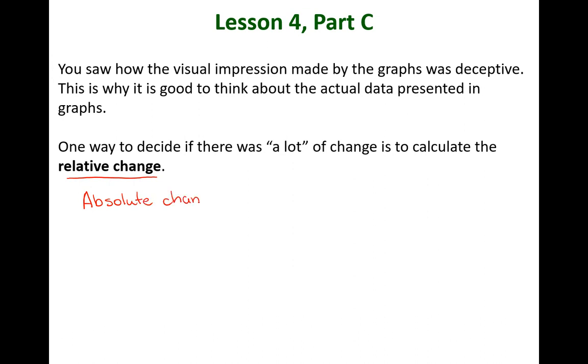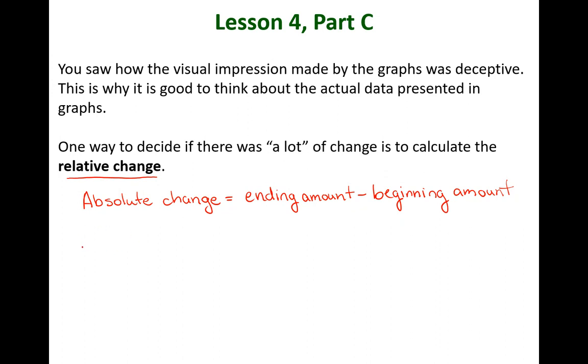is just a straightforward difference. It's just the ending amount minus the beginning amount. If you make $42,000 a year now, and you used to make $40,000, that's an absolute change of $2,000. Your income increased $2,000, okay?